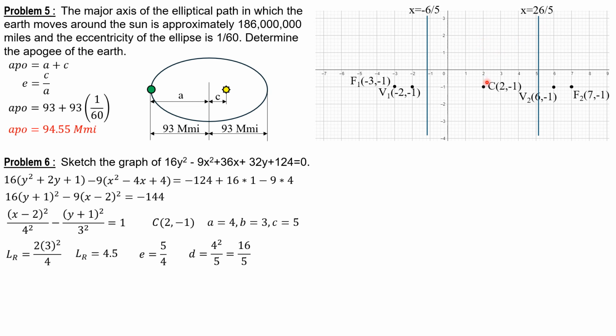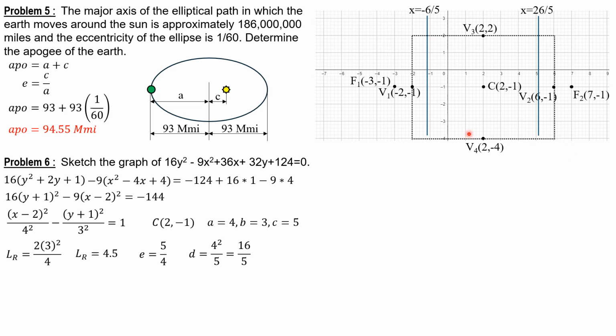V3 is, as I said, 2 comma 2. And V sub 4 is here. Negative 1 minus 3 is negative 4. So this is at V4, 2 comma negative 4. Then length of latus rectum, 4.5, so that means half of 4.5 is 2.25, so going up negative 1 plus 2.25, this is at negative 3 comma 1.25.